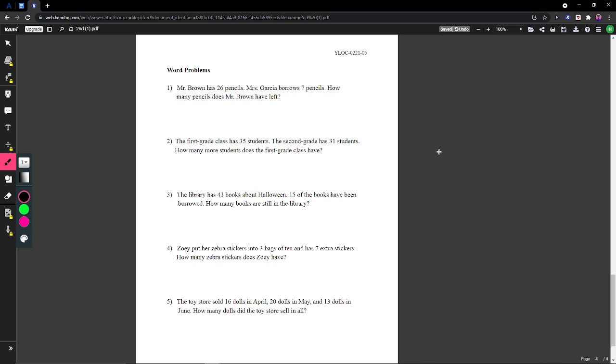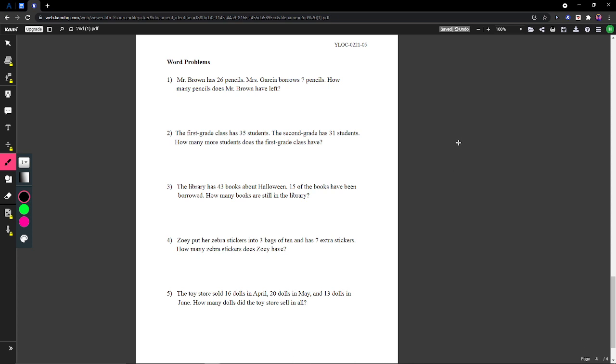So for our last part, as usual, we have our word problems, and let's go to the first problem. Mr. Brown has 26 pencils. Miss Garcia borrowed 7 pencils. How many pencils does Mr. Brown have left? So Mr. Brown has 26, and Miss Garcia borrowed 7, meaning she took away 7. So let's subtract 7. Now that is equal to 19. So in context, you would write 19 pencils.